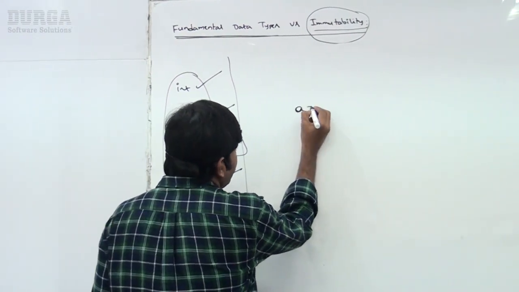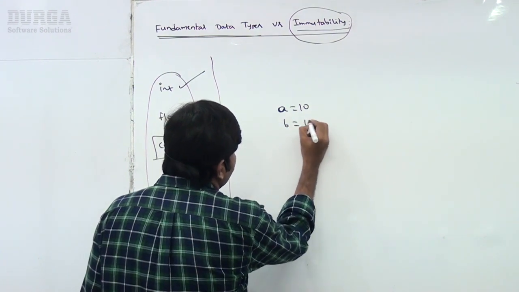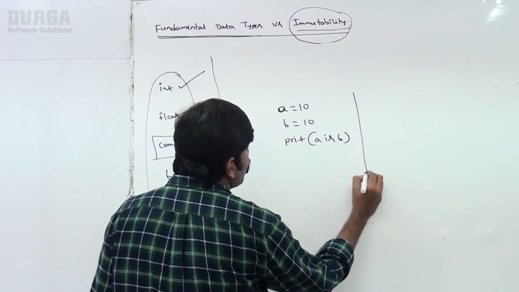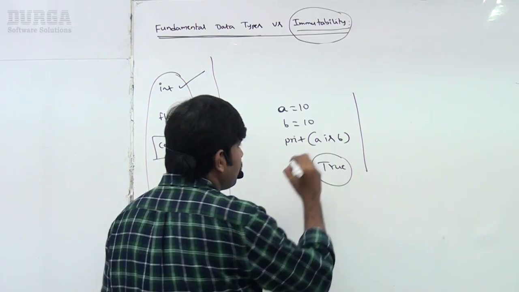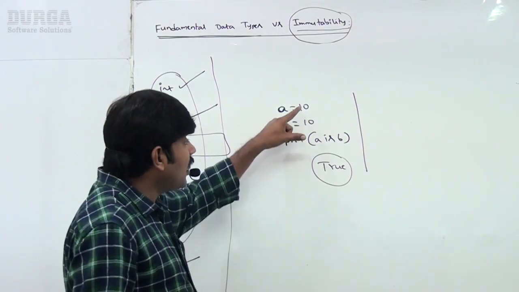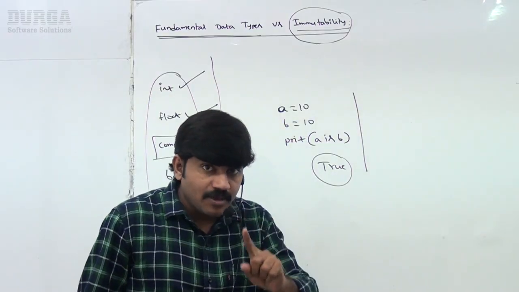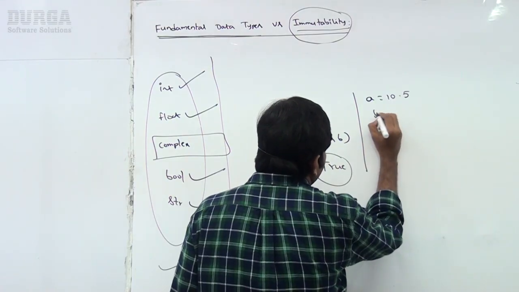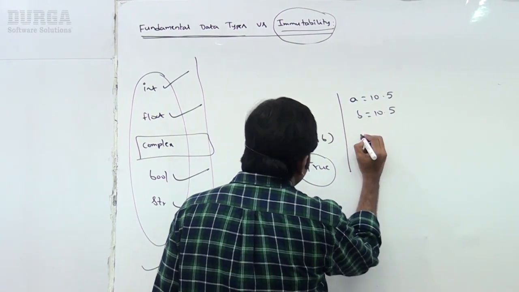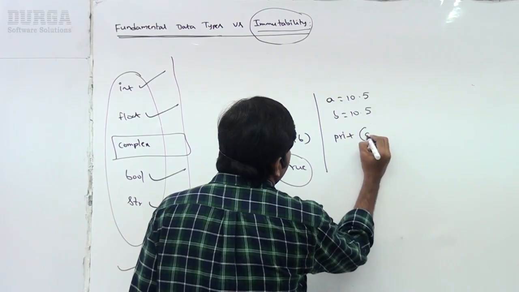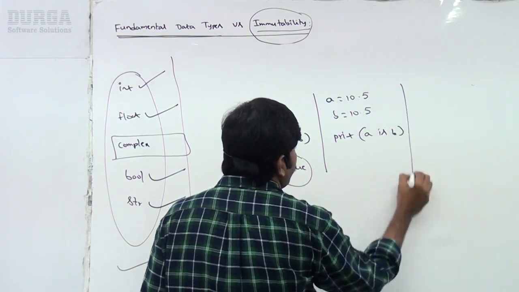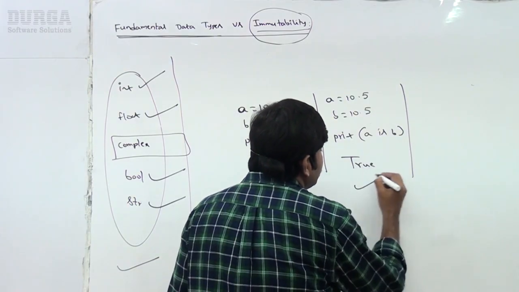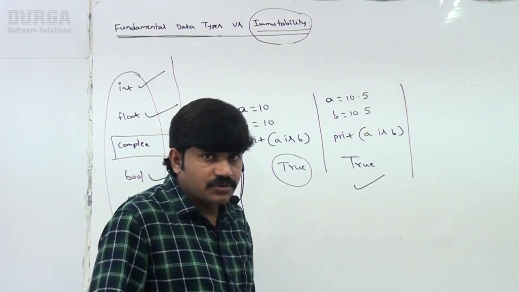If you consider a is equal to 10, b is equal to 10, print of a is b. True is the answer, because for int it always uses the existing object only. Next, a is equal to 10.5, b is equal to 10.5, print of a is b. In the case of float also, we are always going to reuse the existing object only.